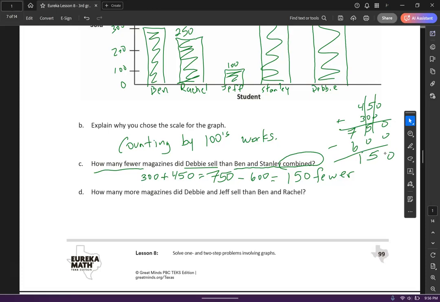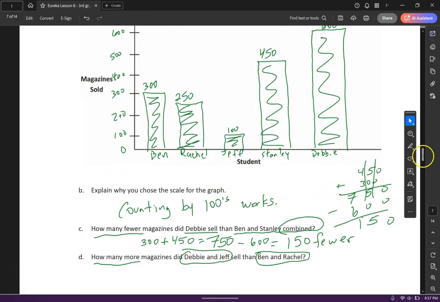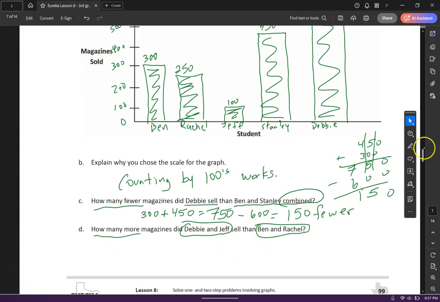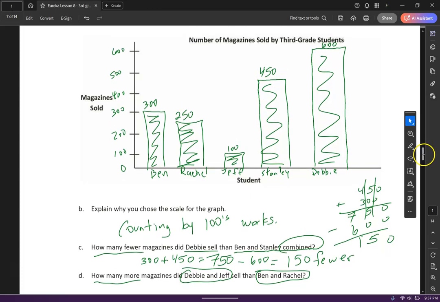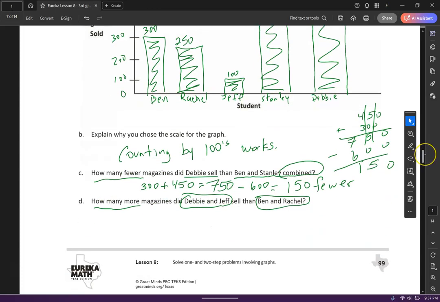D, how many more magazines did Debbie and Jeff sell than Ben and Rachel? How many more again? But this time it's Debbie and Jeff, then Ben and Rachel. So we're going to have to combine Debbie and Jeff. Debbie has 600, Jeff has 100. So it's 600 plus 100. That's 700.